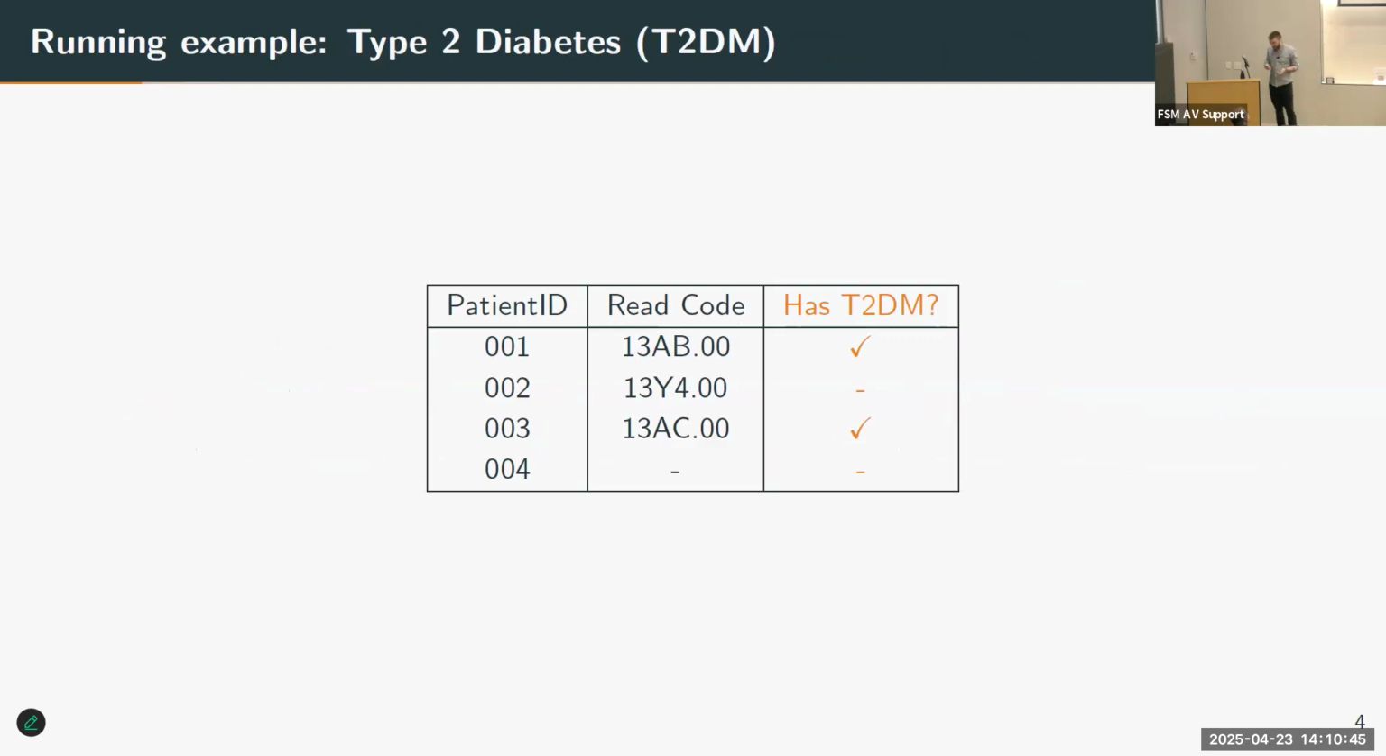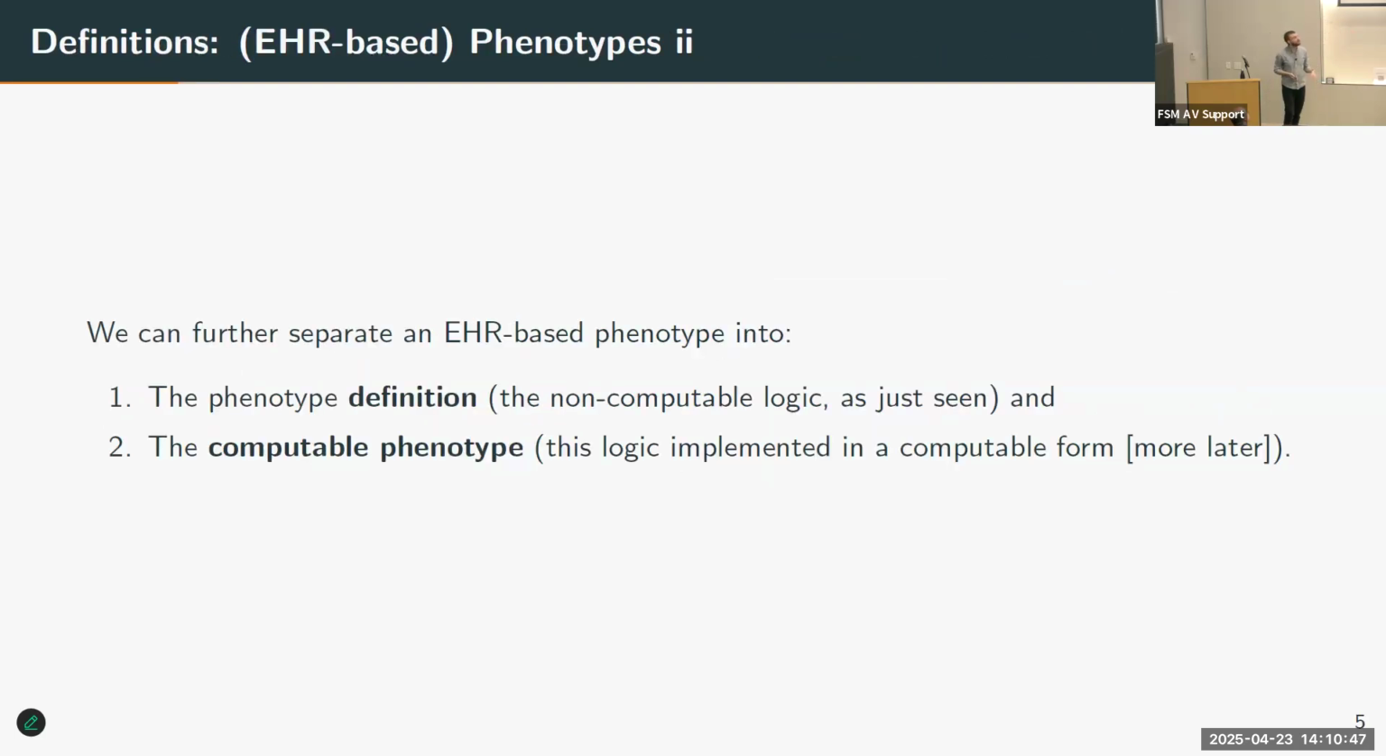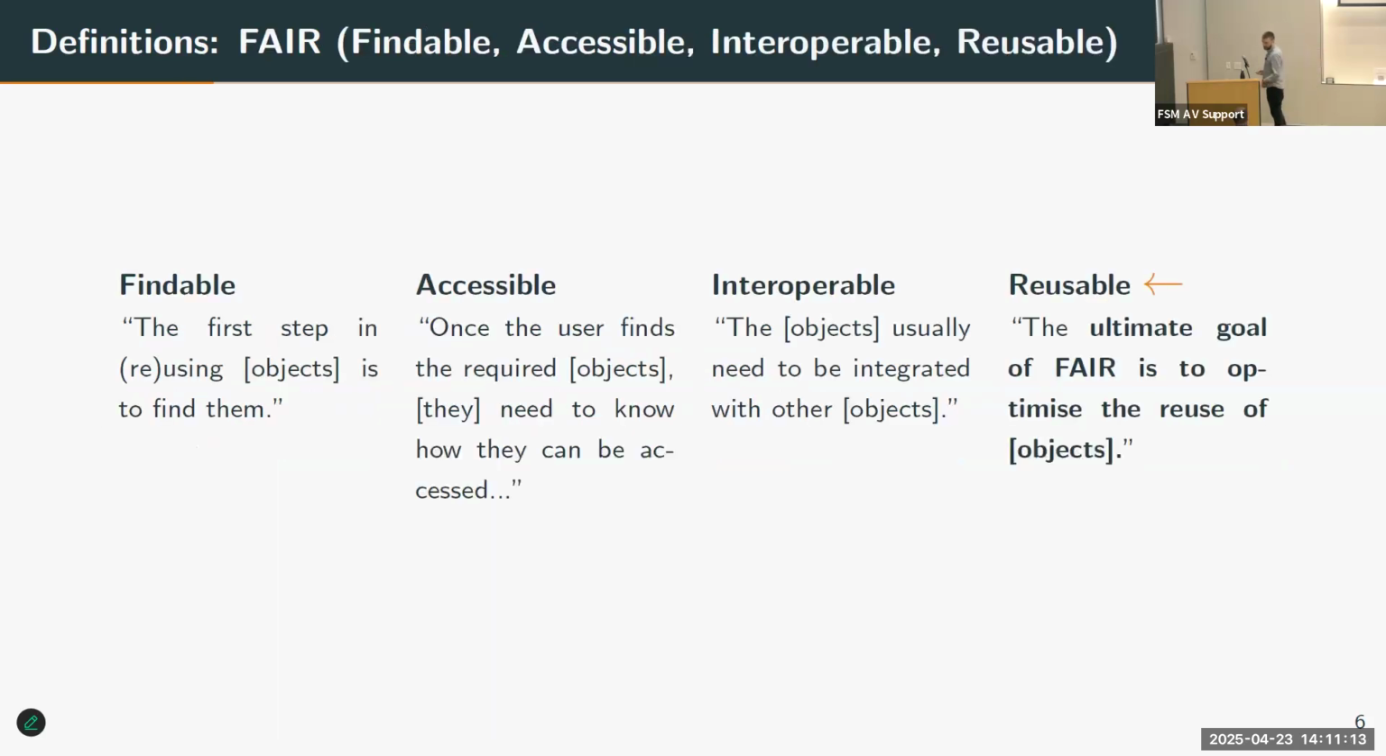Whereas in the examples that we'll see later, we can have different forms of this logic that's actually implemented and can run on a computer. This is what I'm going to call the computable phenotype. That makes sense. So for the terminology I'll be using, we have the definition, not computable, and then we have the actual implementation of that logic, the computable phenotype. And again, if this is contentious, I apologize. If this is really, really familiar, I also apologize, but that's just to bring us all onto the same page.